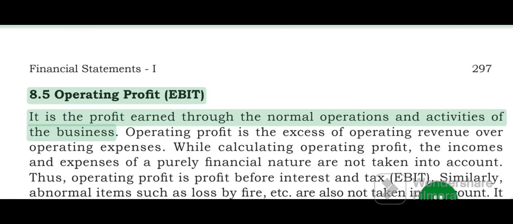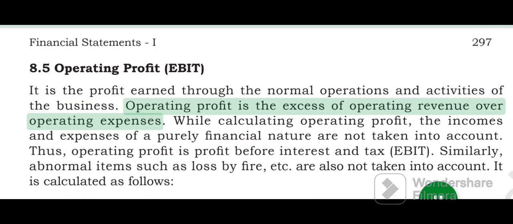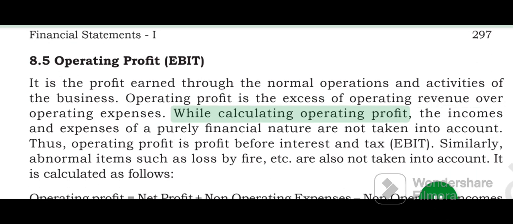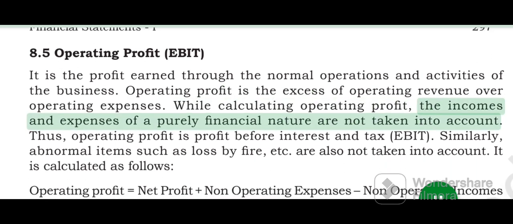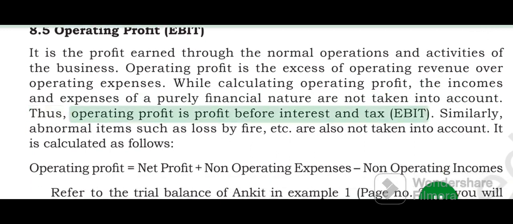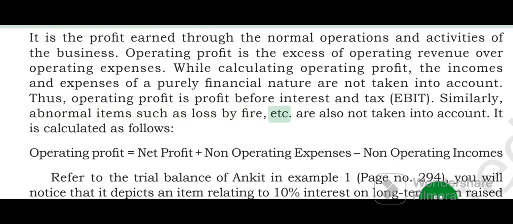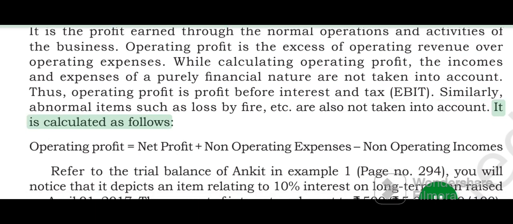5. Operating profit, EBIT. It is the profit earned through the normal operations and activities of the business. Operating profit is the excess of operating revenue over operating expenses. While calculating operating profit, the incomes and expenses of a purely financial nature are not taken into account. Thus, operating profit is profit before interest and tax, EBIT. Similarly, abnormal items such as loss by fire, etc., are also not taken into account. It is calculated as follows.